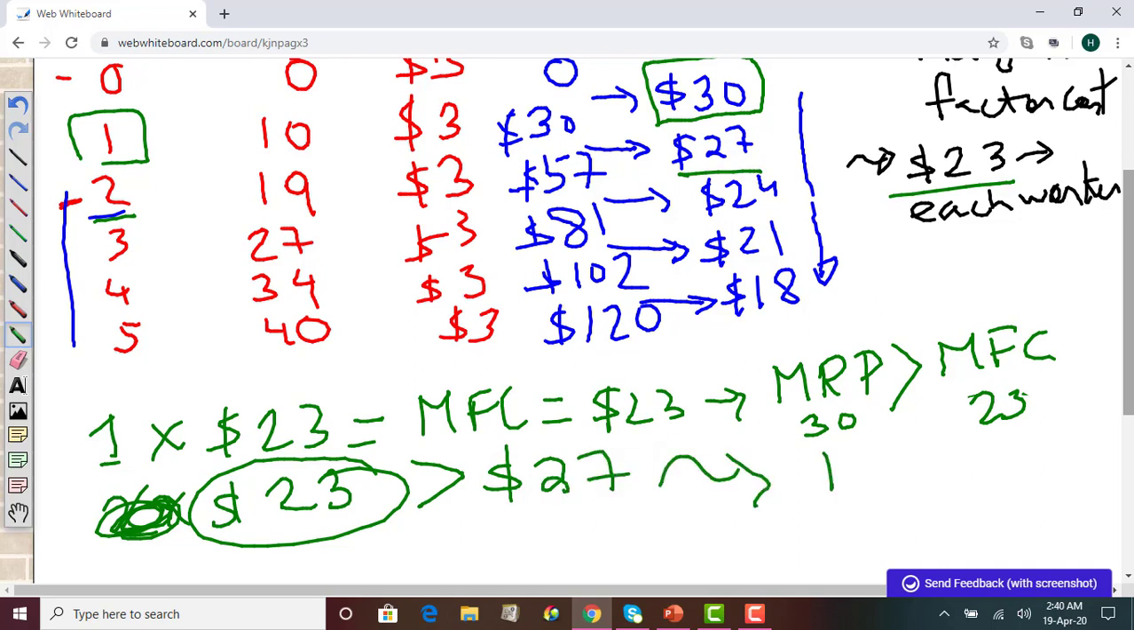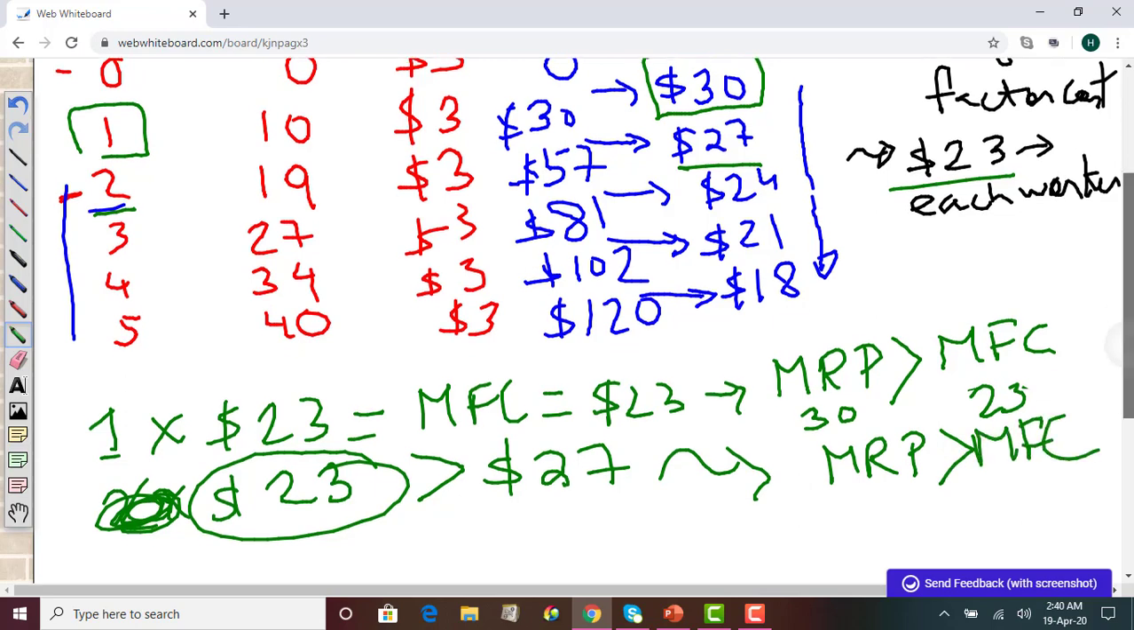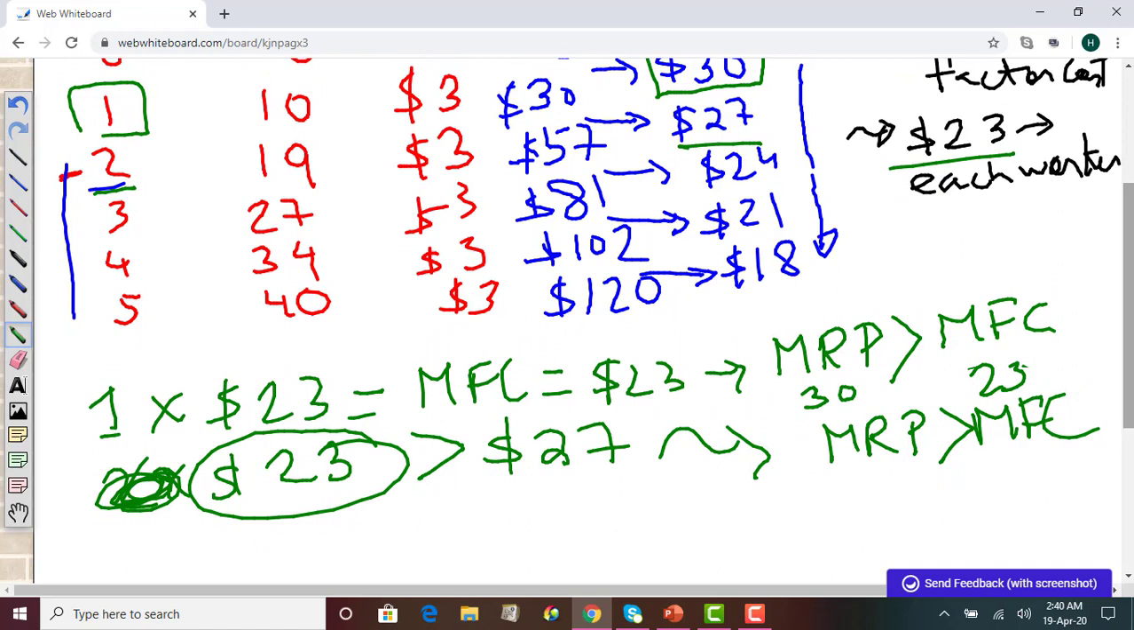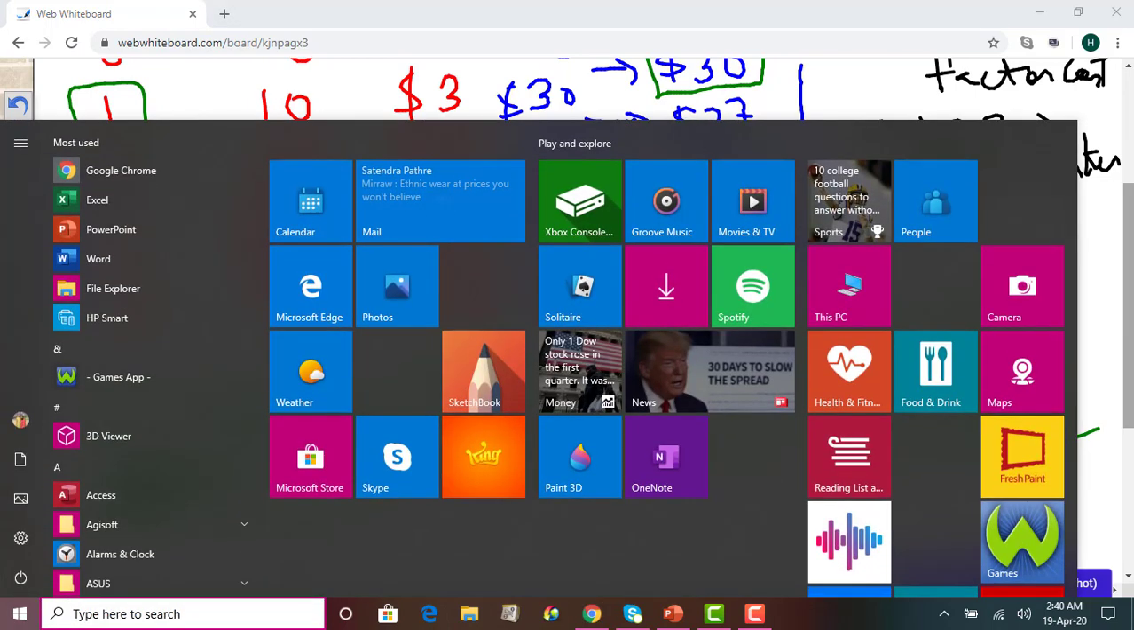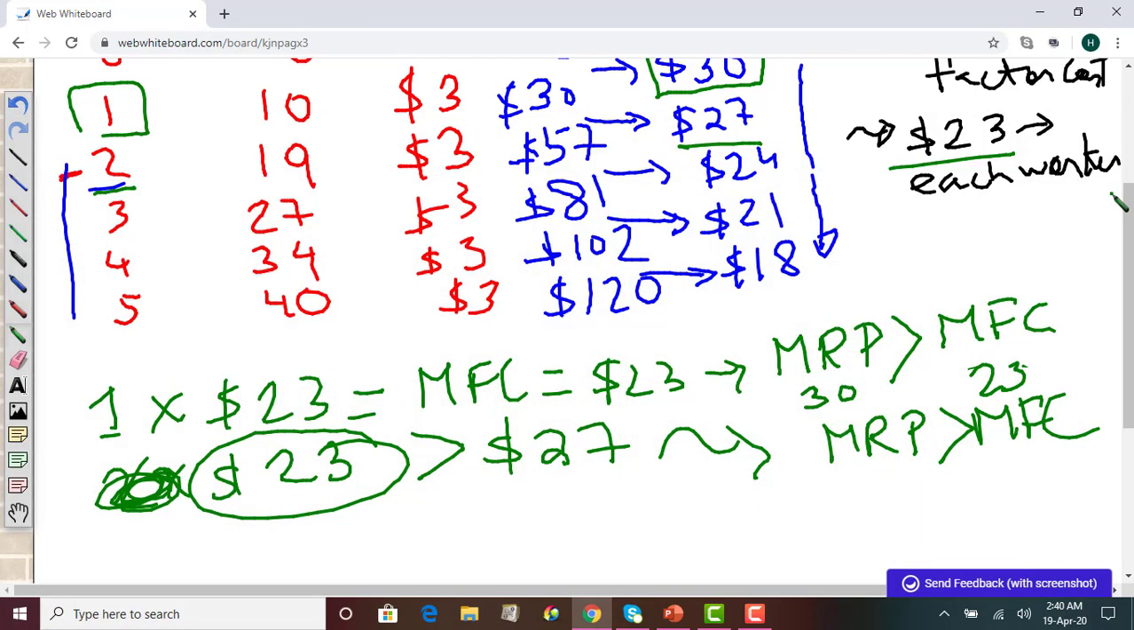So still MRP, because we are looking at the marginals, right? So we are not adding up the totals. It's still greater than that, so we will still hire more laborers, because our marginal revenue product is greater than marginal factor cost, and it makes sense for us to hire more labor or workers.